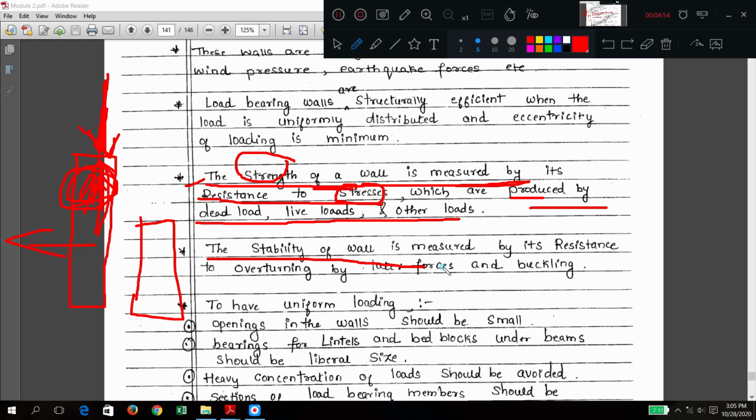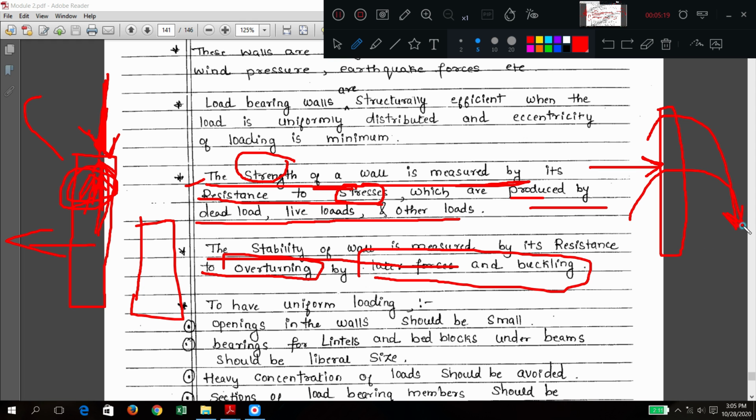Now, the stability of the wall is measured by its resistance to overturning or buckling. That was the strength part. Stability means, if this is a wall and there is some lateral force, the wall should not topple down like this. This is called overturning. If someone comes and pushes this wall and it falls, we say he has overturned the wall.